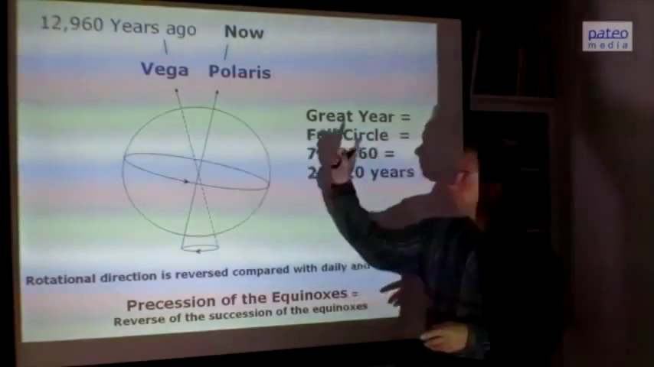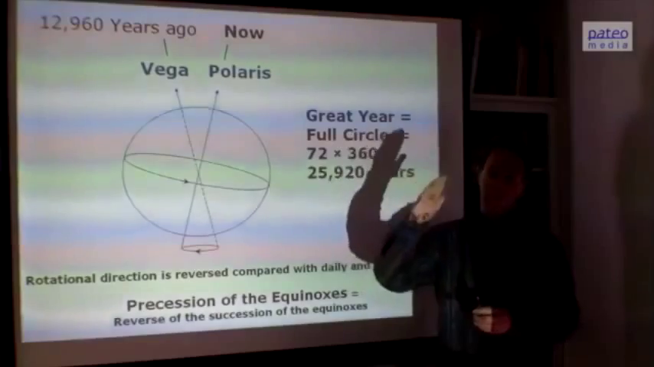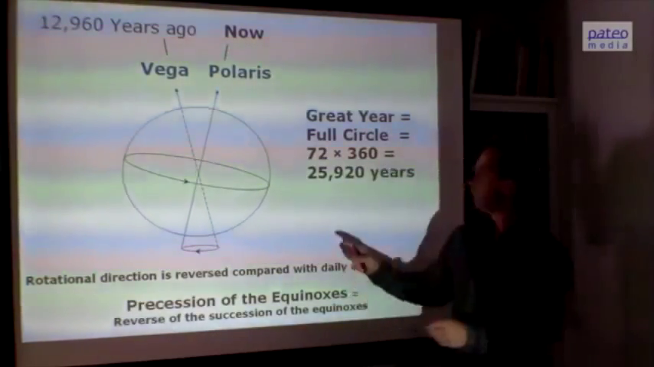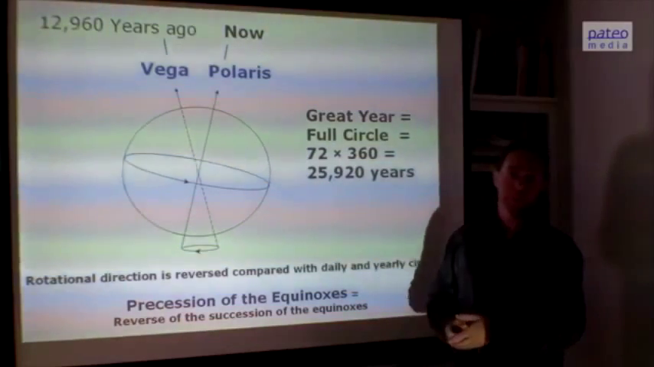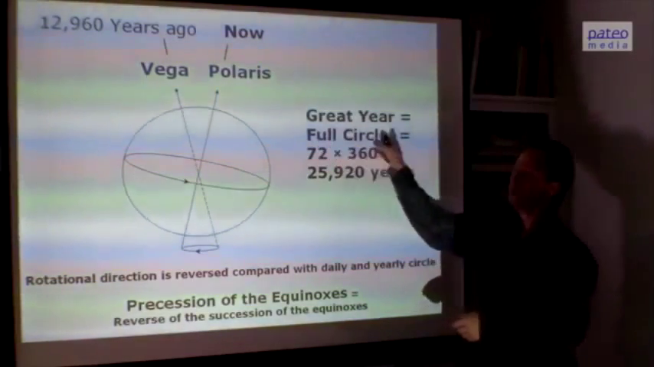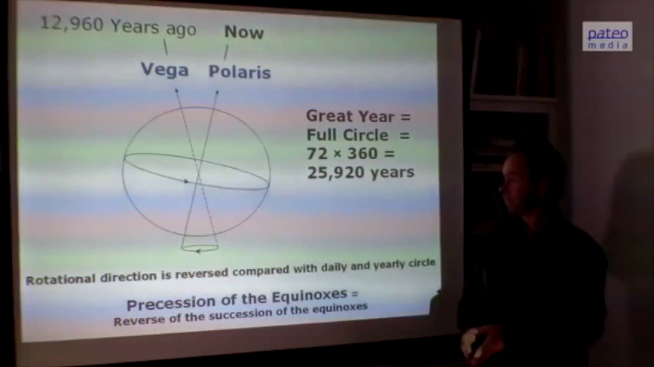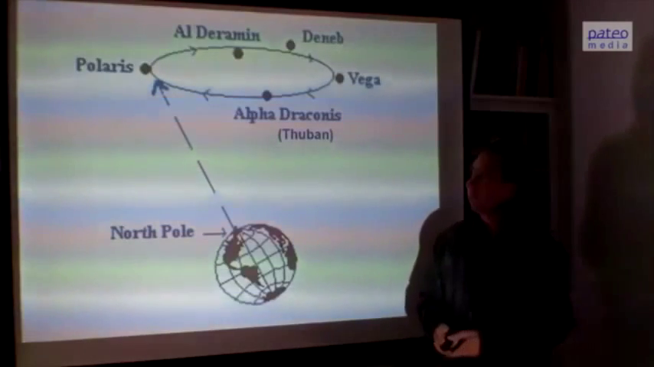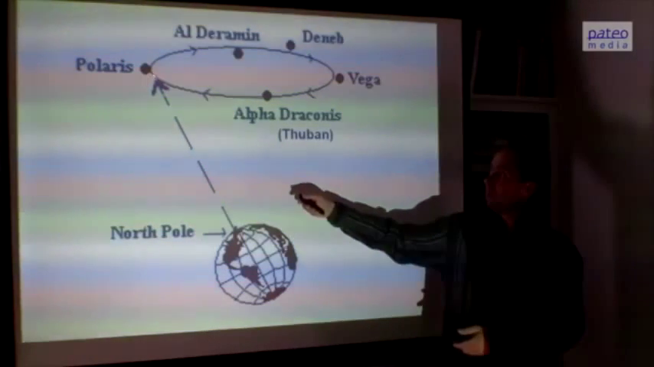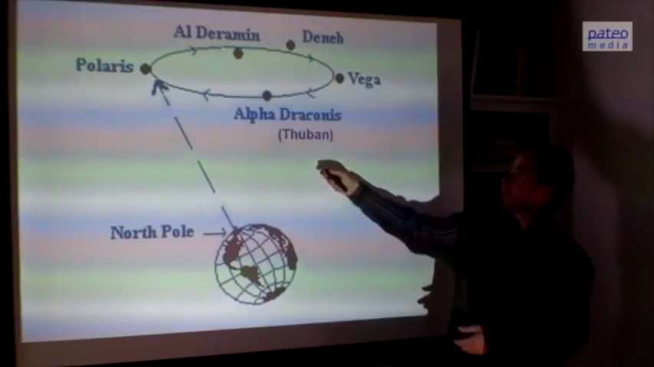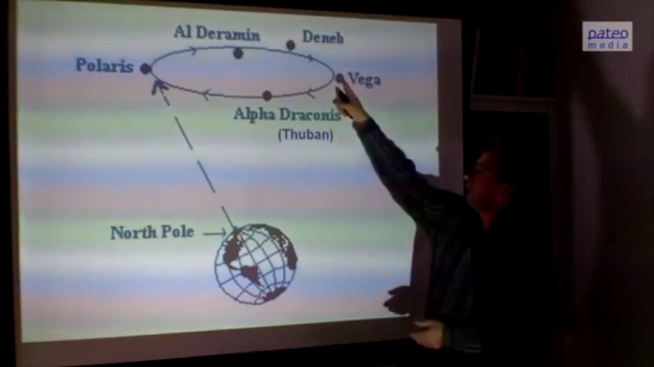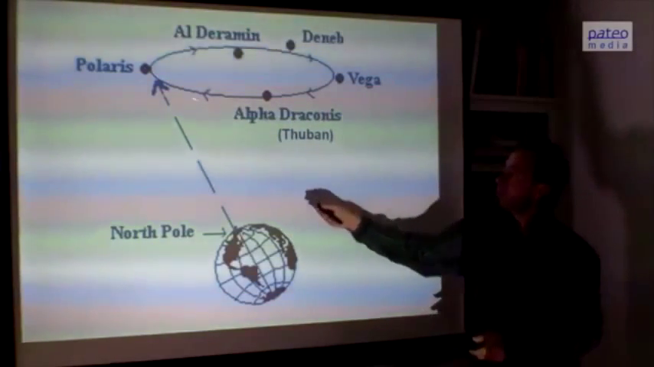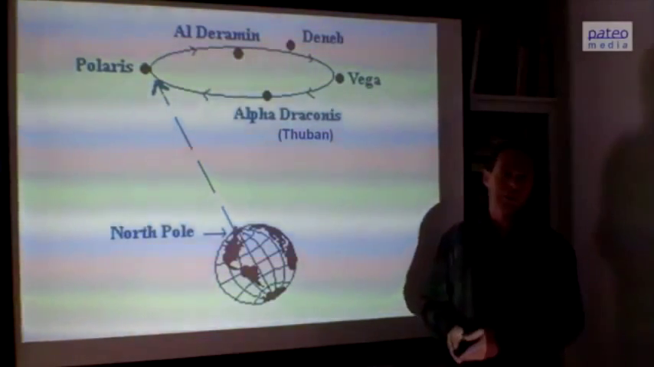And one full orbit, because the Earth is like a tumbling top, like this, a full orbit, a full tumble, takes 25,920 years. And Plato called that a great year. And it's officially called the precession of the equinoxes. Now it's nearly pointing to Polaris, then it makes a circle, goes all the way here to Vega, and then it goes back through Thuban and then to Polaris again. One full circle is nearly 26,000 years.